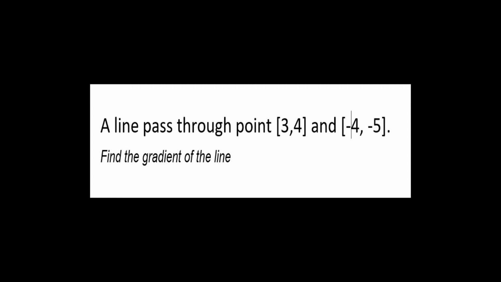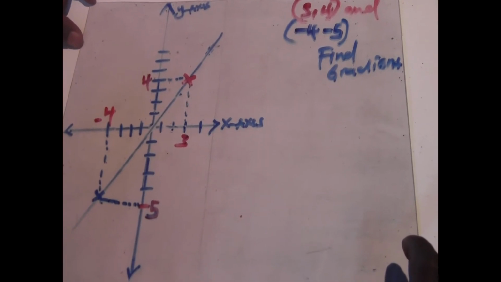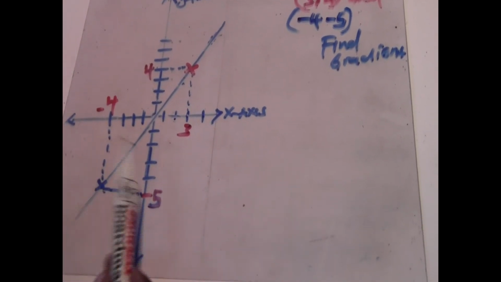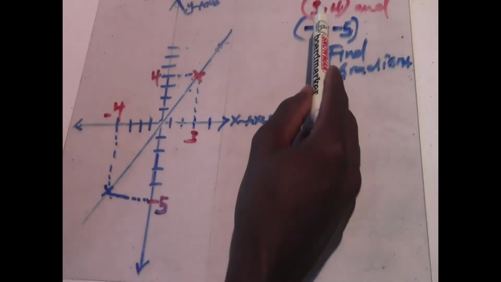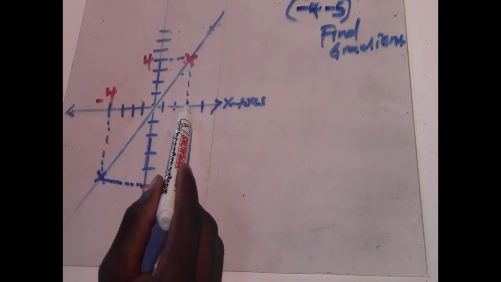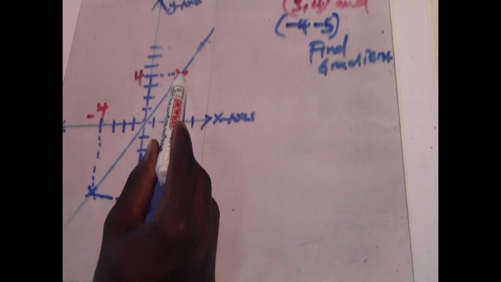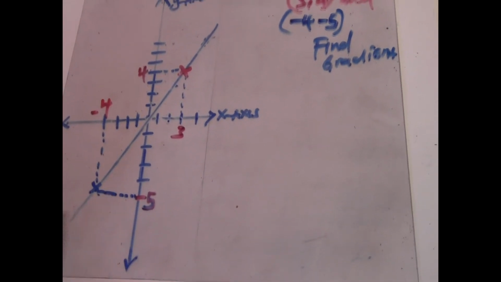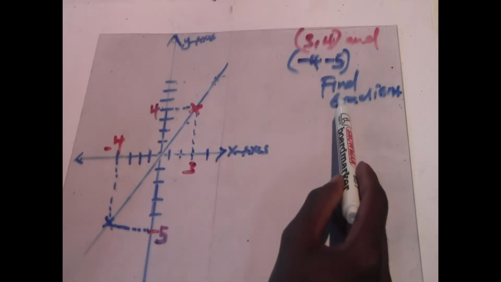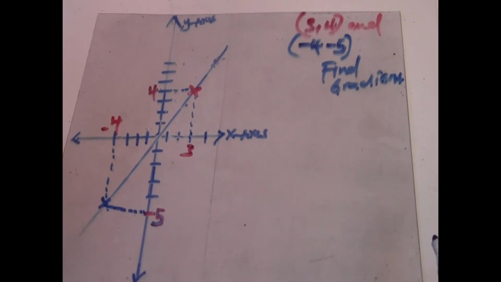So I'll bring this diagram here. I have already plotted the figures. As you can see, the first point is 3, 4. We have 1, 2, 3, and then 4 going upwards. So that is our point. Our first point is 3, 4, and then our next point is negative 4, negative 5. And then you're told to find the gradient of that line. So we are going to do this calculation.